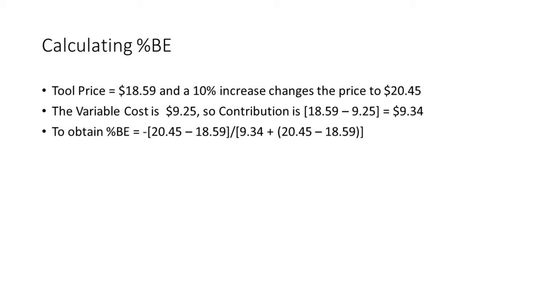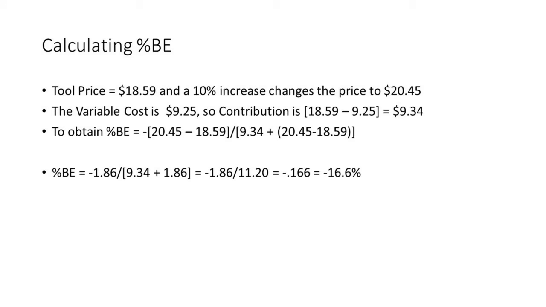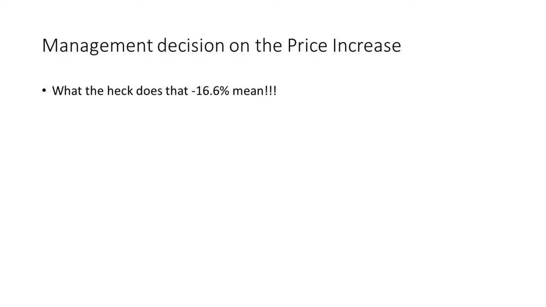Now when we do all of that arithmetic, we end up with a negative 1.86 in the numerator, and then when we do the arithmetic in the denominator, we end up with 11.20. And when we do that division, we end up with a negative 16.6%. Now, what you may be wondering is, what the heck does that negative 16.6% mean? Well, here's what it means.